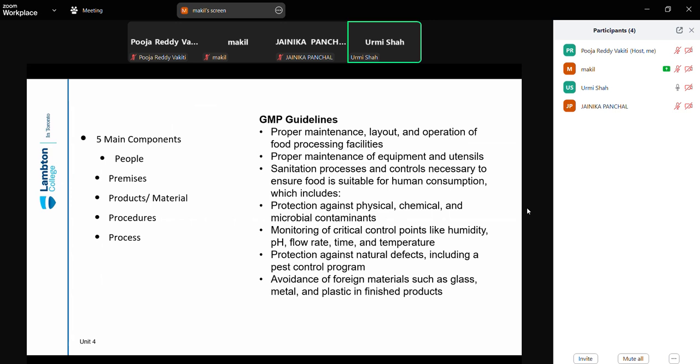And avoidance of foreign materials such as glass, metal, and plastic in finished products. All in all, this was about GMP. Now further slides will be explained by Jainika.